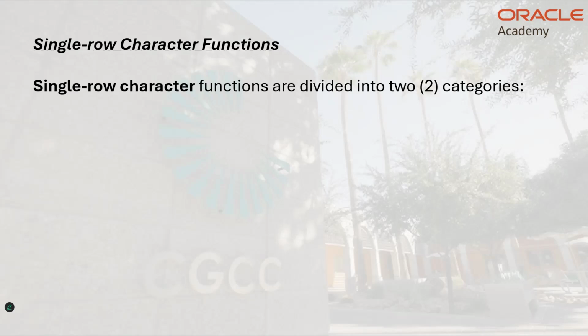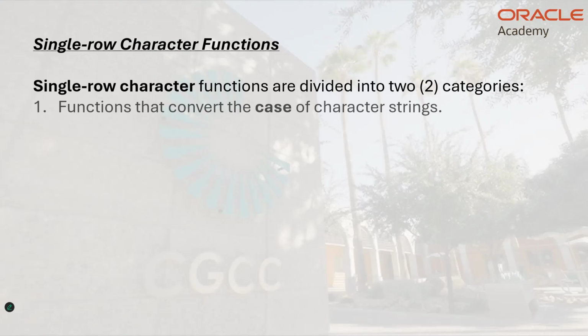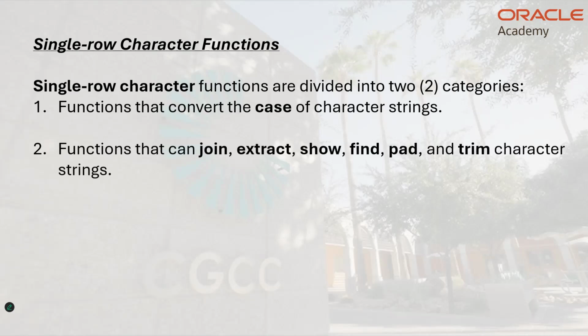All right. So now we're going to get into single row character functions, and they're divided into two categories. We have functions that convert the case, upper or lower, of character strings. Remember, this is just words or sentences, usually a single word. And functions that can join, extract, show, find, pad, and trim character strings.